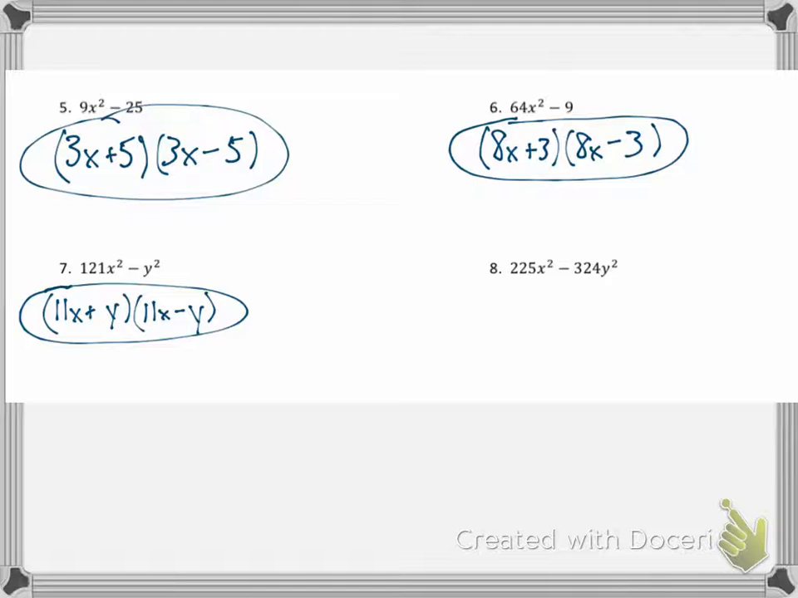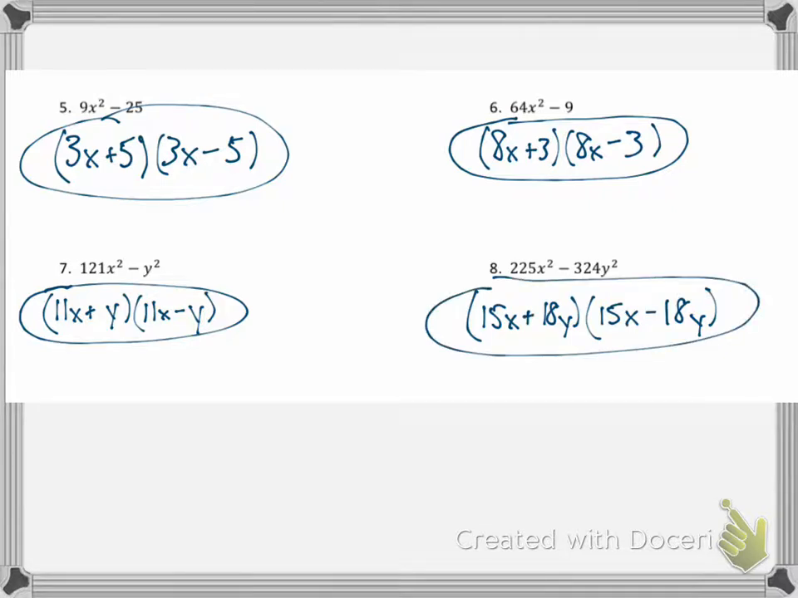And last but not least, number 8, 225x squared minus 324y squared. 225x squared is 15x and 15x. 324y squared is 18y and 18y. One gets a plus, one gets a minus. We're going to leave that as 15x plus 18y times 15x minus 18y. So that's how you do the difference of squares factoring pattern.